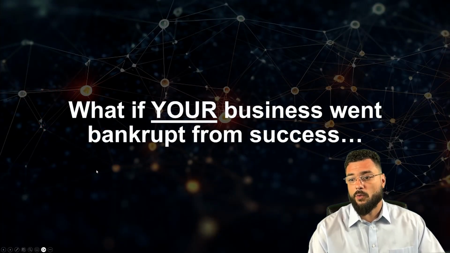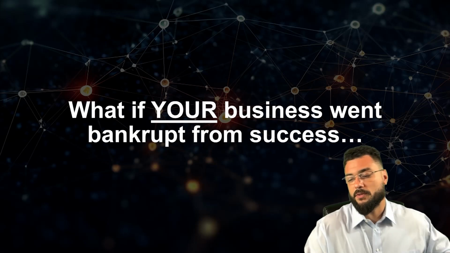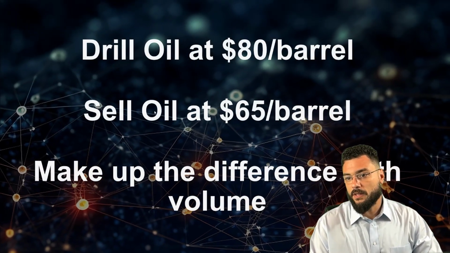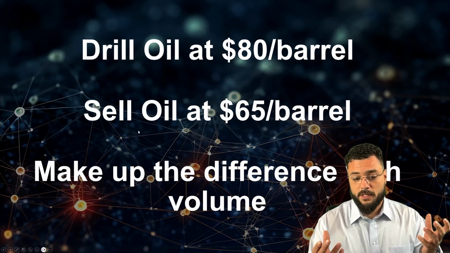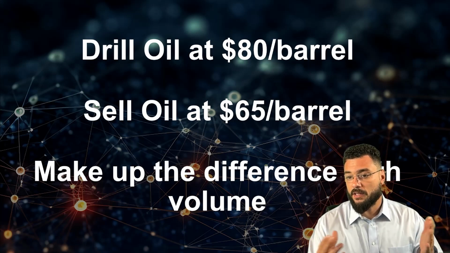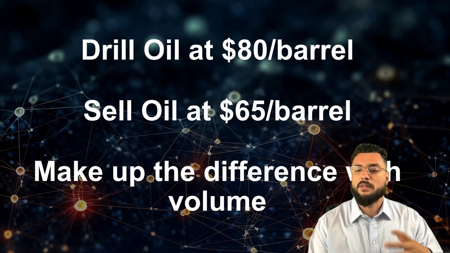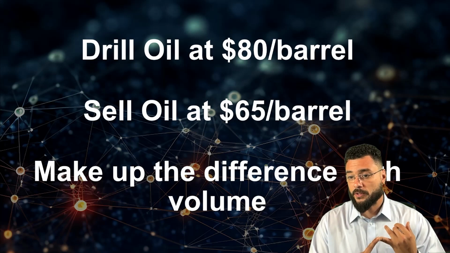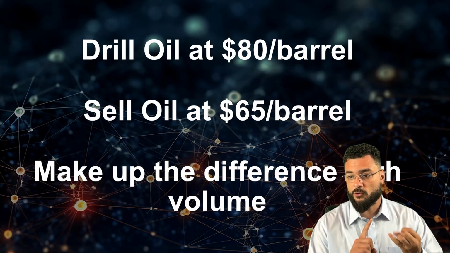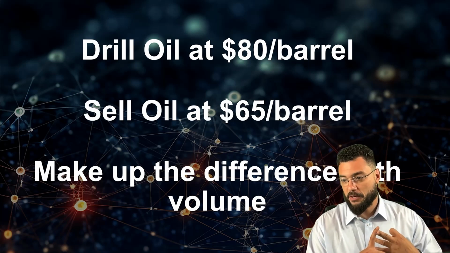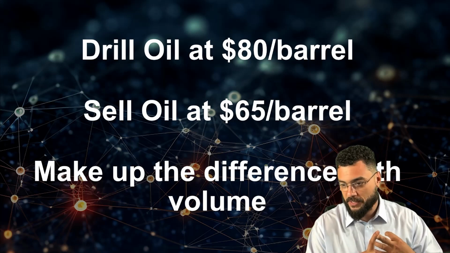So what if your business went bankrupt from success, like I alluded to in the beginning? Rick Rule gives this example a lot. These are not the numbers that he uses, but drill oil. So you are a miner, or an oil driller, or a producer. You drill oil at $80 a barrel. You sell it at $65 a barrel and try to make it up on volume. There are a lot of companies that go bankrupt doing this.